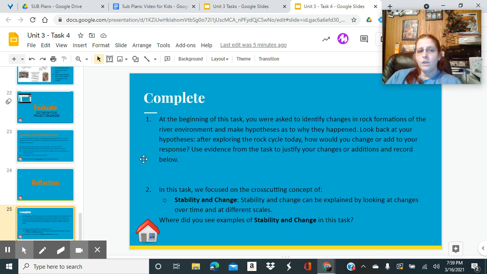When you are finished with evaluate and reflect, go back and work on anything that you owe me and make sure that we have everything up to date and ready to go so that we can start on task 5 tomorrow.